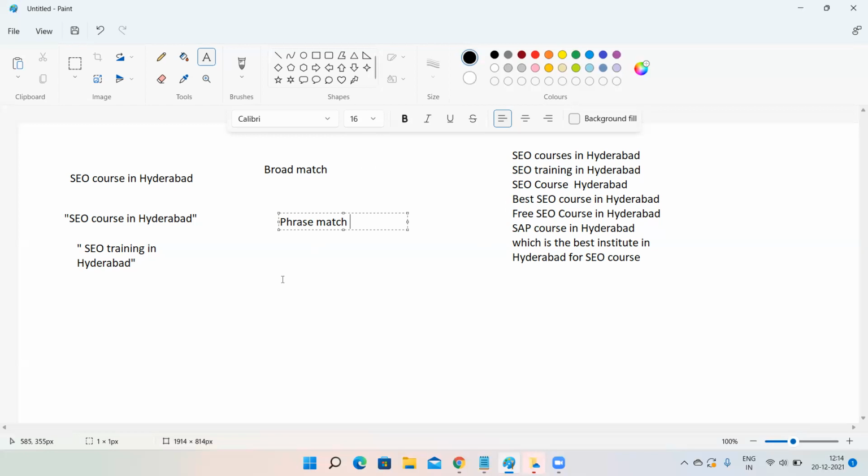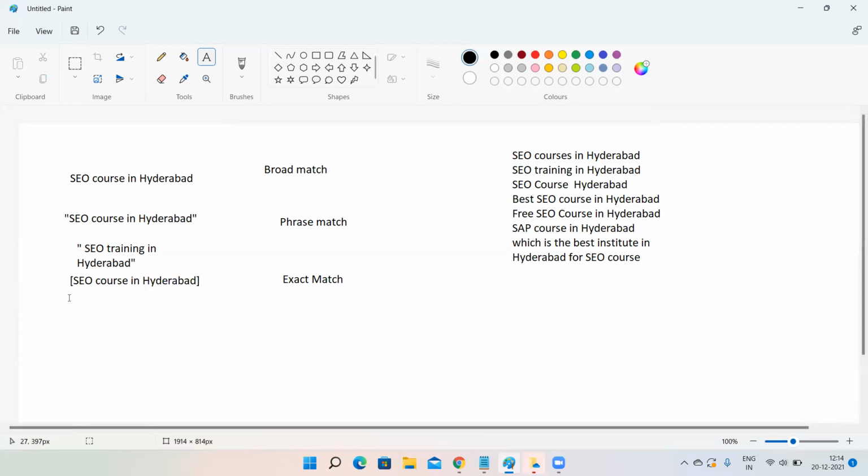Then there is one more match called exact match. What exactly happens in exact match? Here, when you are using exact match, you have to mention your keywords like this. Take these kind of brackets and you have to mention SEO course in Hyderabad. Again, close it. Like this, you have to take the keywords. For phrase match, use phrases, and for exact match, use the brackets.